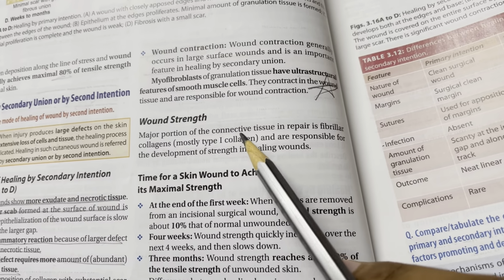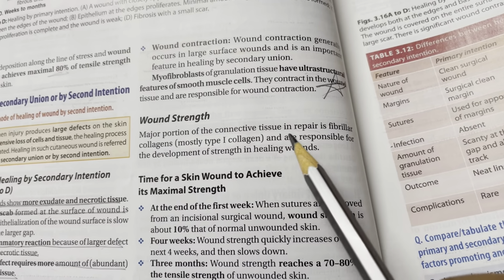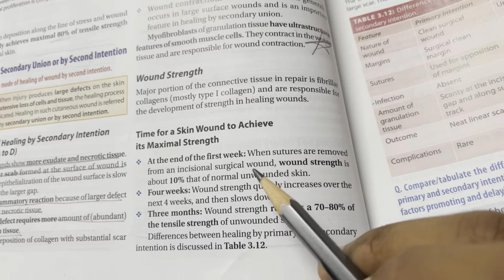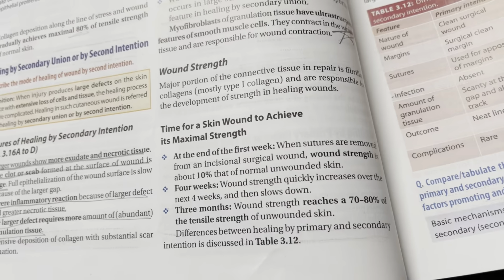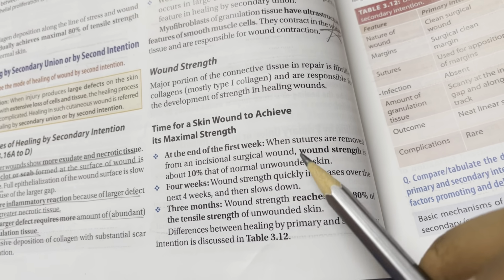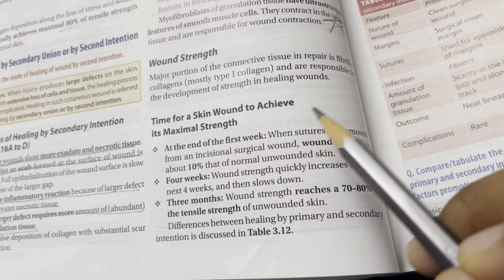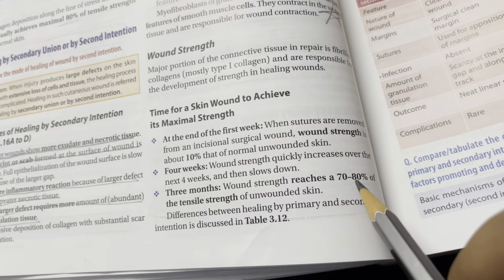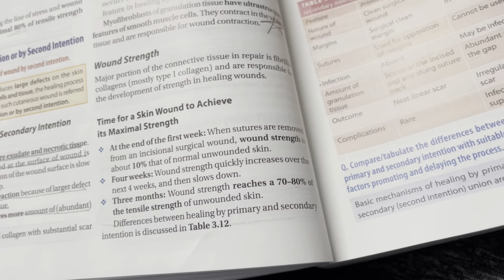So wound strength, the major portion of the connective tissue is type 1 collagen, and it is responsible for development of strength in the healing wounds. So at the end of the first 1 week, 4 weeks, 3 months. 1 week the wound strength is 10%. 4 weeks it gradually increases and then it decreases the rate of wound strength recovery. Next 3 months it reaches 80% of tensile strength of unwounded skin.